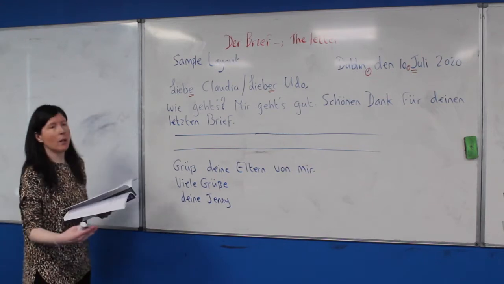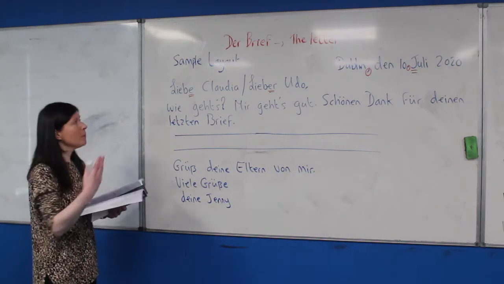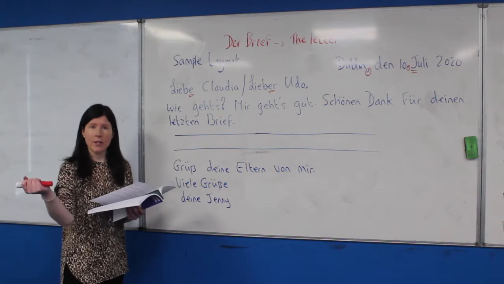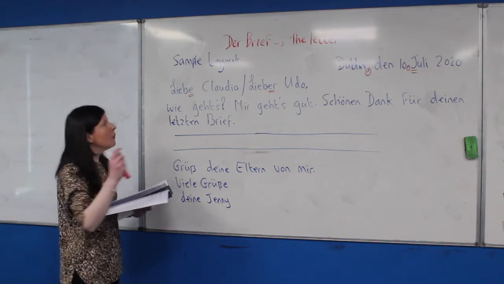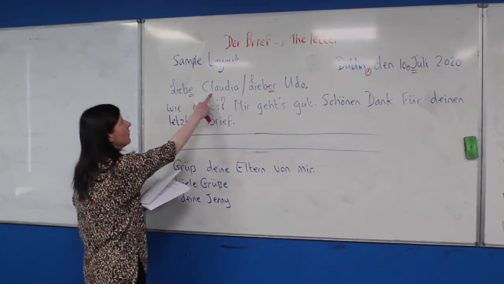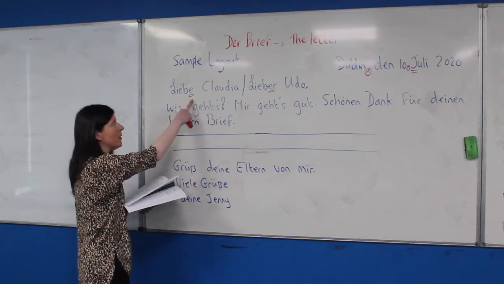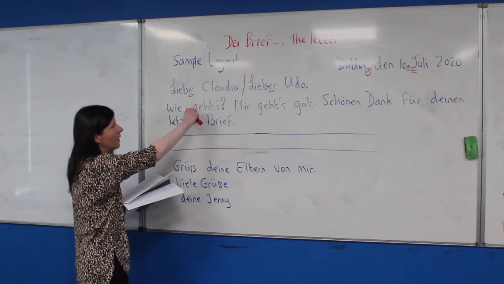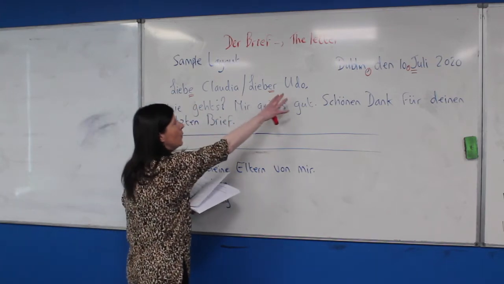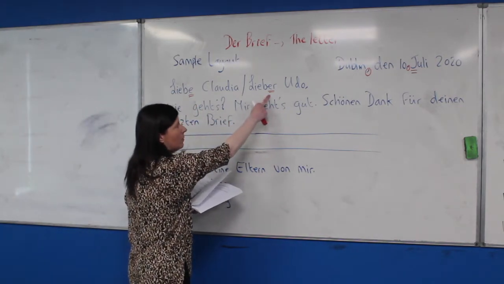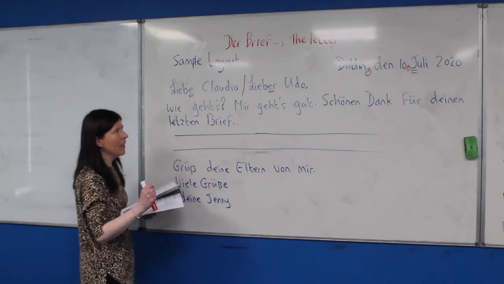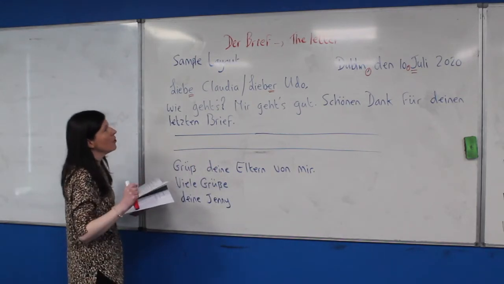So when you're starting off and you want to say dear, obviously in English we just have one word dear, whether it's feminine or masculine. But if we're writing to a female, we must say liebe for dear. So liebe is for Claudia, and if we're writing to a boy, Udo, lieber, we must use ER. Okay, so that's one of the important things to note there.